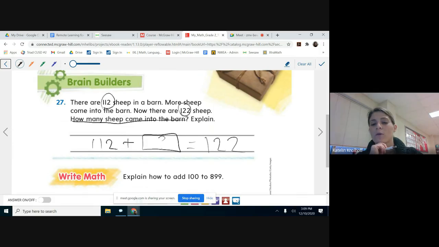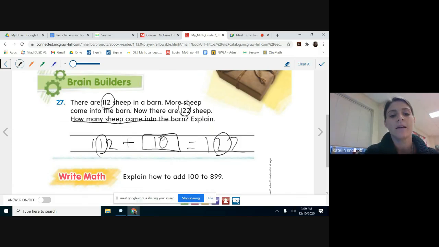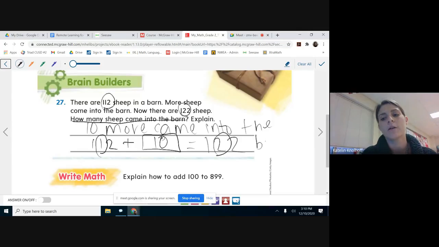Well, let's look at those two numbers. What place value is changing? This is the place value of 10. So that tells us that it went up by 10. So our missing number is 10. 10 more came into the barn. And how do we know? Because our number was going up by 10.